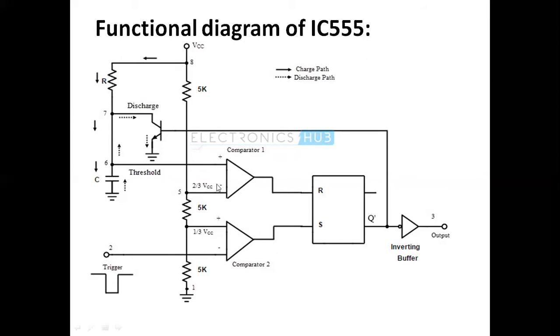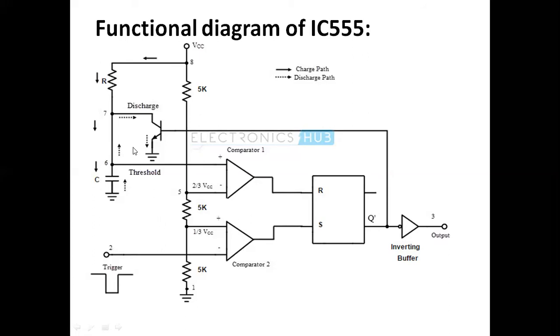So that is the comparison operation performed at the comparators. Next, we are using some RS flip-flop, and we have an inverter, so inversion operation is performed, as well as amplification is also performed at this block. And we have two transistors internally, but externally we have only one transistor here. And this is the schematic representation of the 555 timer.